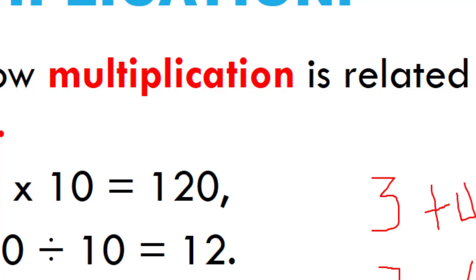So you would form sentences like this. The same way, we can form sentences using multiplication and division. Take a look at what I put for you. We have 12 multiplied by 10 equals 120, and from that sentence you can get 120 divided by 10 is 12. So that is how multiplication is related to division.